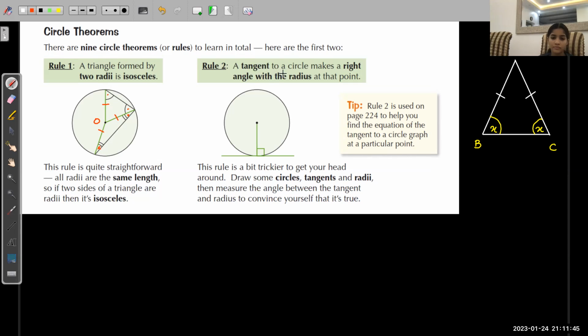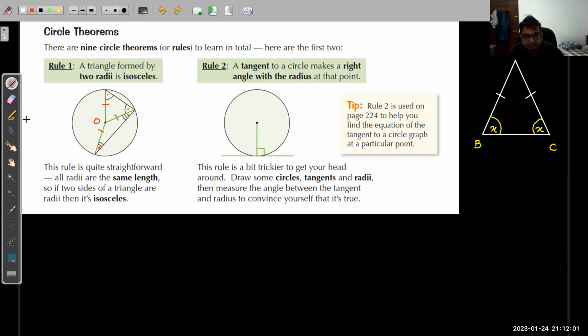And the second is: a tangent to a circle makes a right angle with the radius at that point. So when you draw a tangent, and draw a radius to the point of contact, that radius is perpendicular to that particular tangent. That's the second theorem, right? Okay, so let me quickly do the other two theorems.